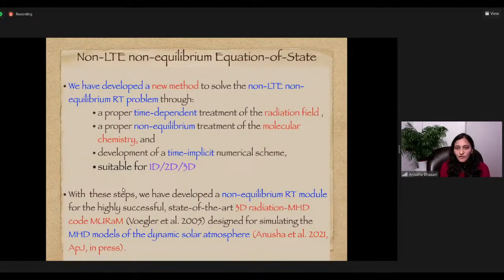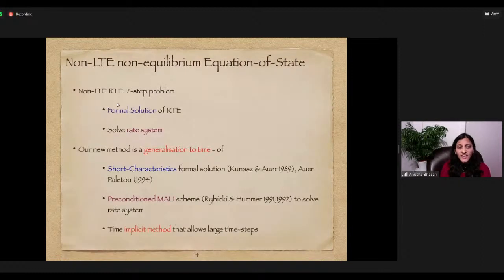In this talk, I will focus on the numerical method itself. So this has two steps. The first step is the formal solution of the radiative transfer equation, and the second step is to solve the rate system. Our method is a generalization to time of the short characteristic formal solution of Kunasz and Auer, and also a generalization of the preconditioned multi-level approximate lambda iteration scheme of Rybicki and Hummer to solve the rate system.